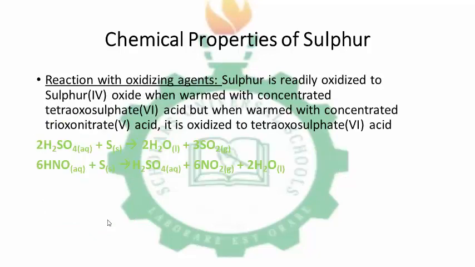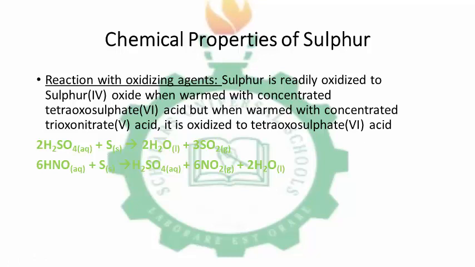Now reaction with oxidizing agents. Sulphur is readily oxidized to sulphur(IV) oxide when warmed with concentrated tetraoxosulphate(VI) acid. But when warmed with concentrated trioxonitrate(V) acid, it is oxidized to tetraoxosulphate(VI) acid. Now when sulphur is warmed with concentrated tetraoxosulphate(VI) acid, it is oxidized to sulphur(IV) oxide. As you can see in this equation, this is sulphur reacting with concentrated tetraoxosulphate(VI) acid. Now this is the formation of sulphur(IV) oxide.